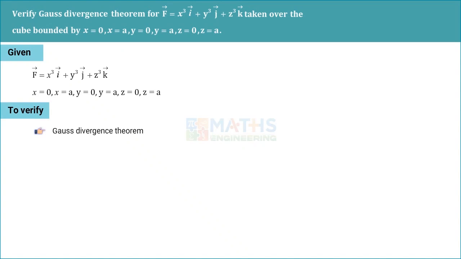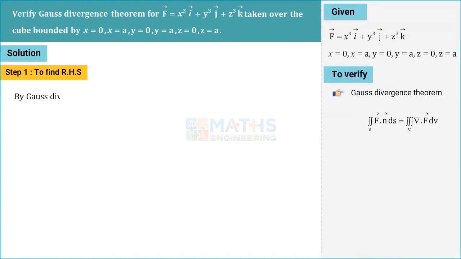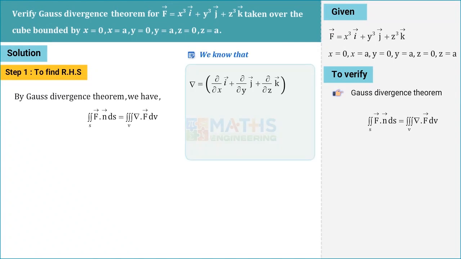What is the statement of Gauss divergence theorem? Double integral over S F vector dot n vector dS is equal to triple integral over V del dot F vector dV. Let us recall what is del vector. Del is equal to dou i vector by dou x plus dou j vector by dou y plus dou k vector divided by dou z.